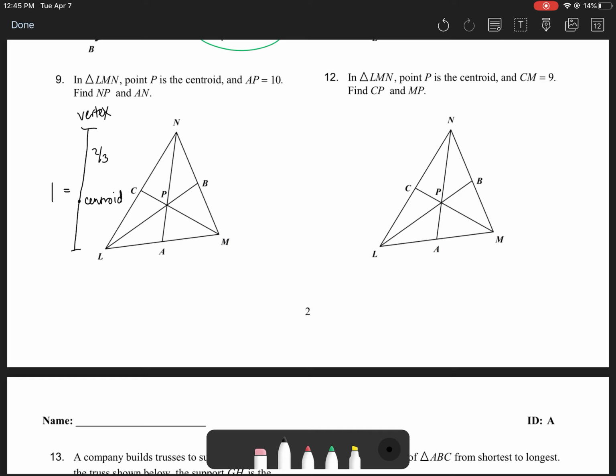So point M is a centroid and AP equals 10. Well, AP would be 1/3 of the whole length. So I want to multiply it by 2 to get NP. So 10 times 2 would give me 20. That would be 2/3. It should be double that amount. And so NP is going to be equal to 20. But the whole length is going to be 20 plus 10, which is 30. So NA equals 30.